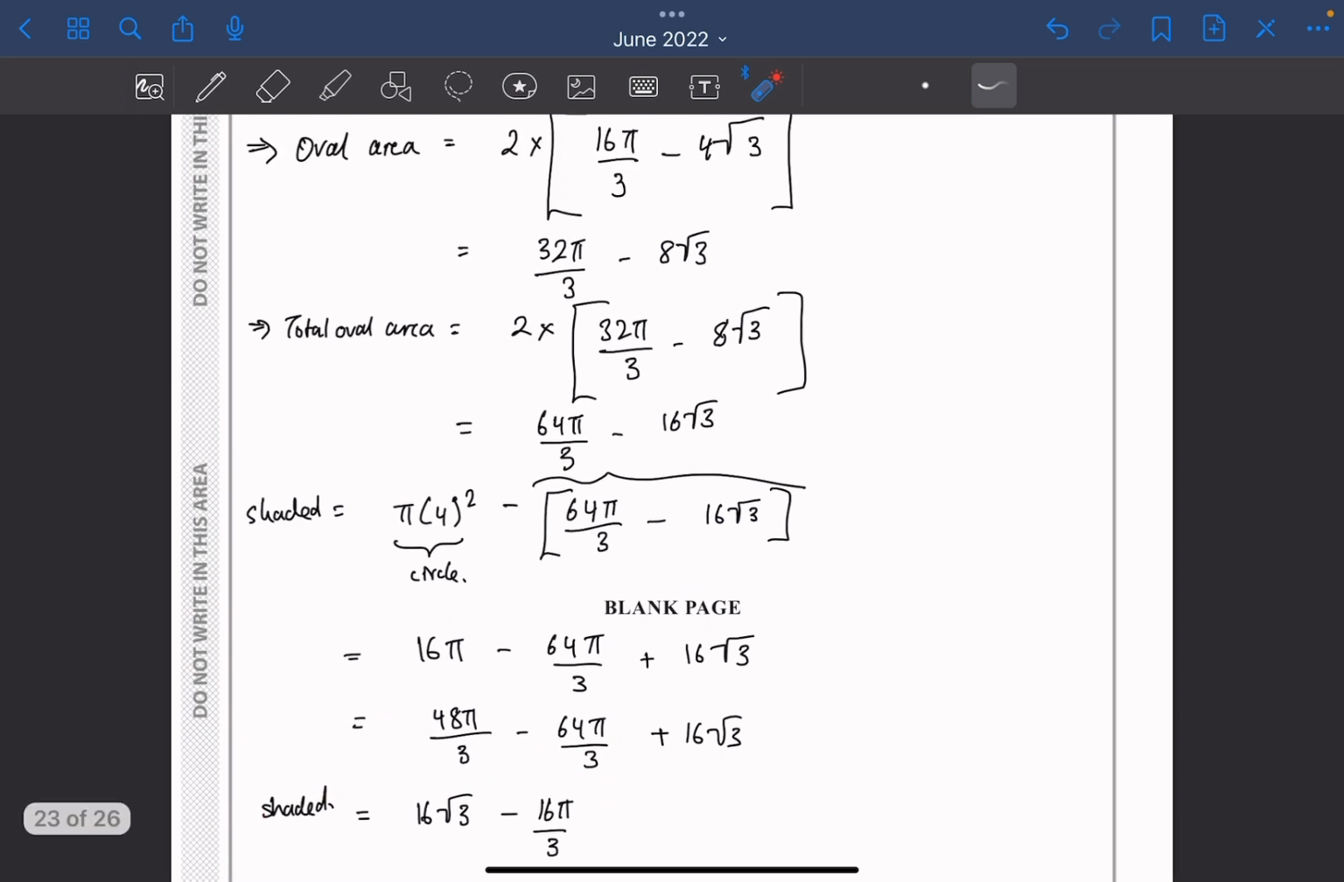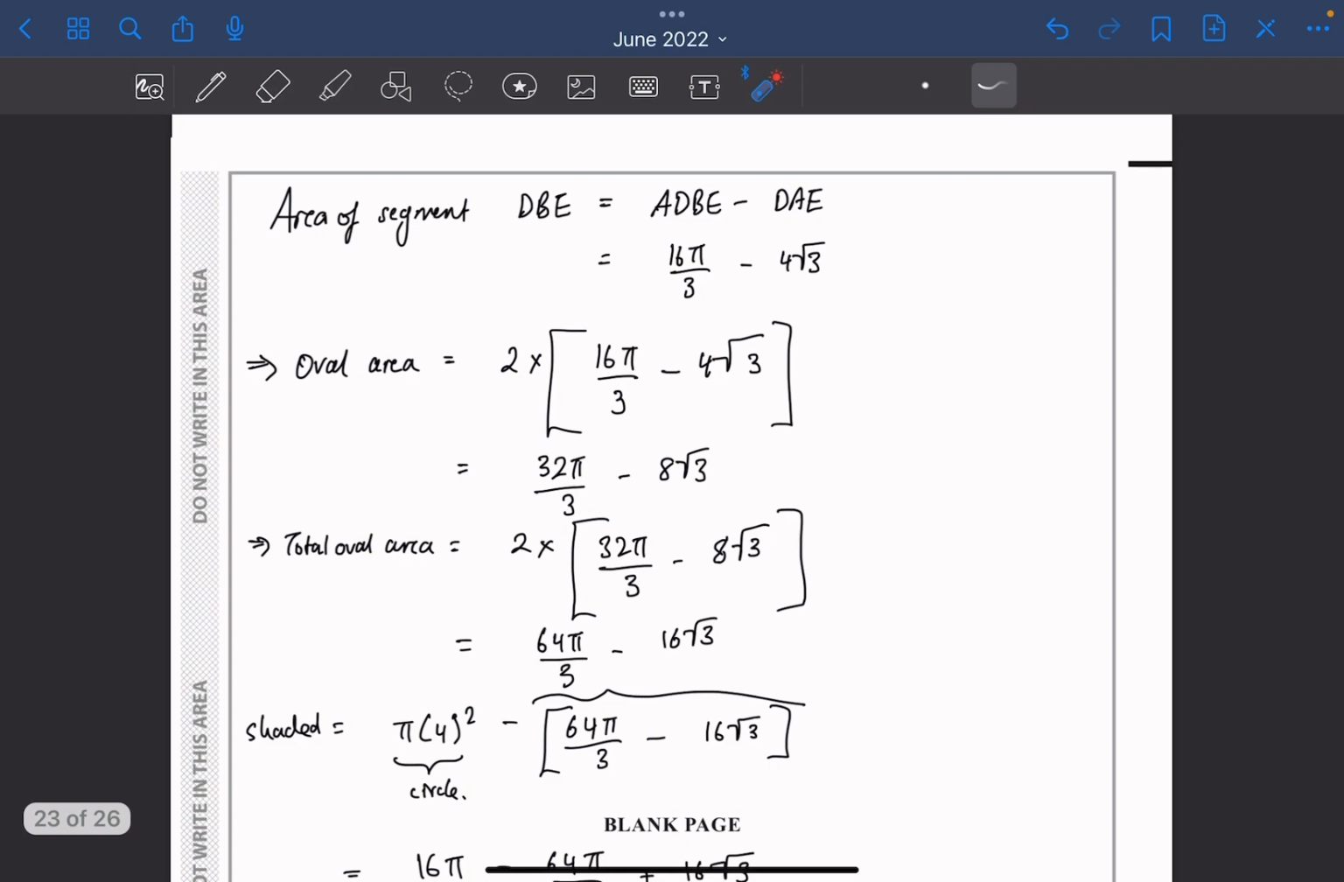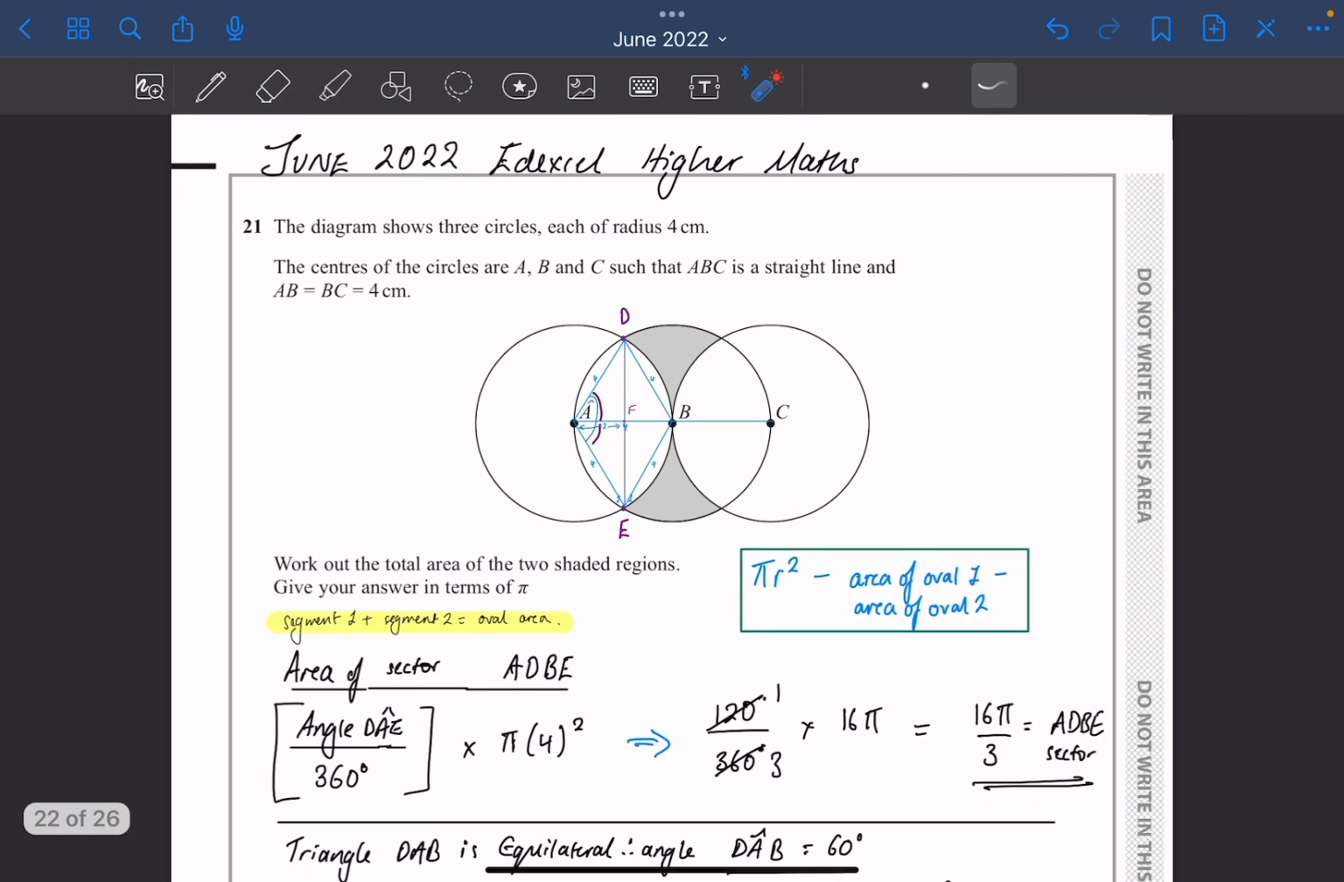Yep, so this is the structure of the question. You could see that basically to answer this question, you just got to be really methodical.